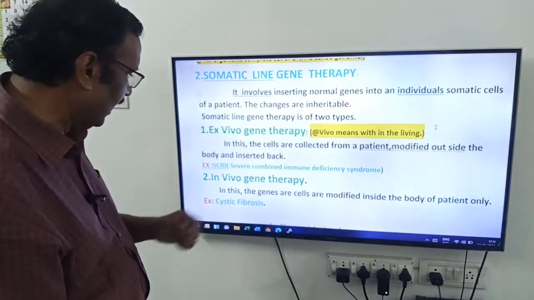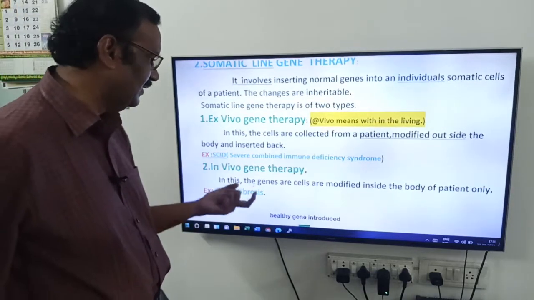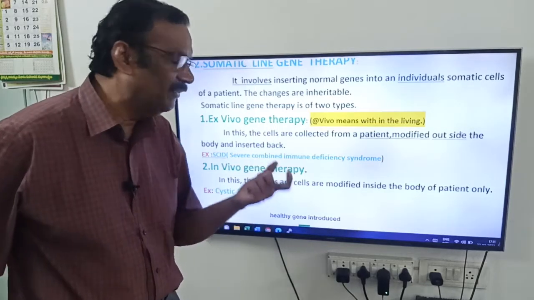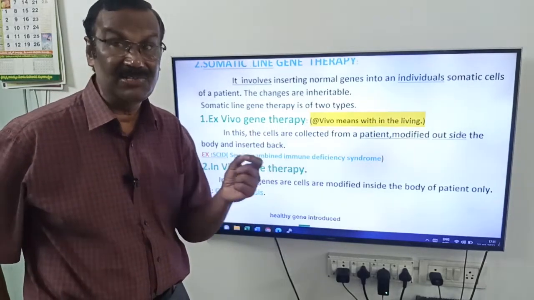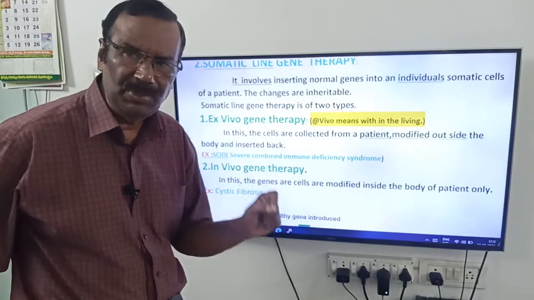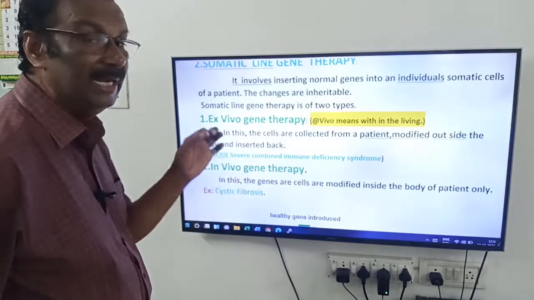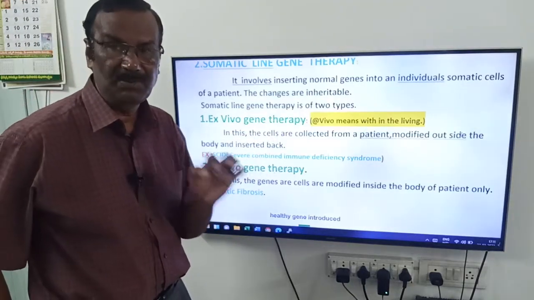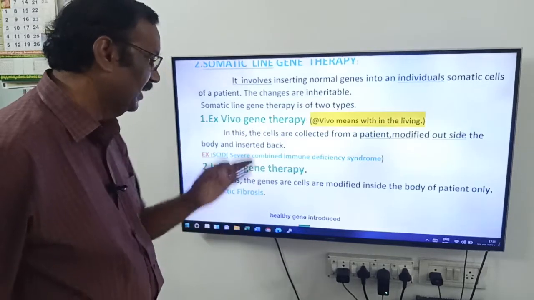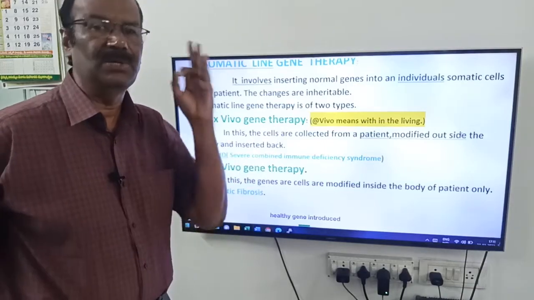Now come to an example, friends. SCID. What is SCID, friends? Severe combined immune deficiency syndrome. Friends, SCID, severe combined immune deficiency syndrome, that is the best example for ex vivo gene therapy. Example what, friends? SCID. What is SCID? Severe combined immune deficiency syndrome.